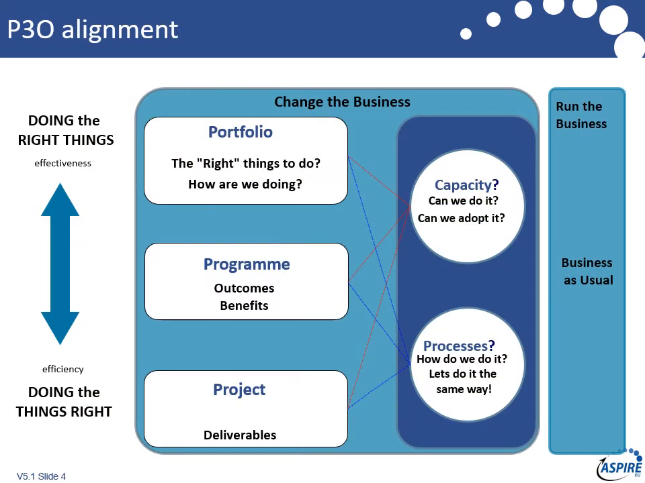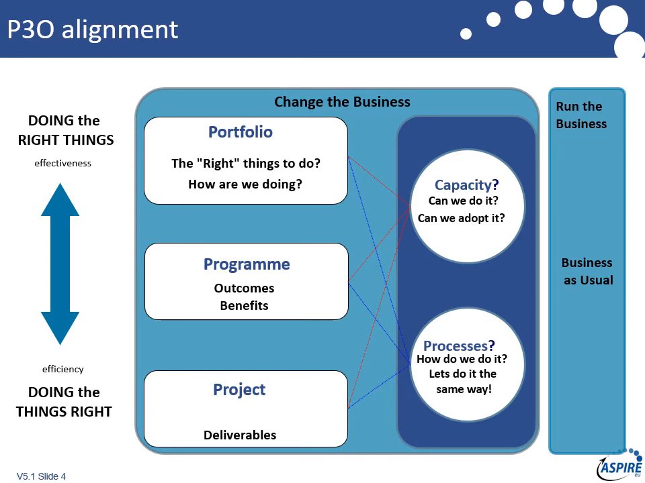This slide is really at the core of everything you're going to do in P3O. So it's really all about doing the right things, which is portfolio management, and then doing things the right way, which is in terms of projects and program delivery. So we're looking at effectiveness when it comes to doing the right things, so that we're spending the right money in the right areas, but we're doing it as efficiently as possible.